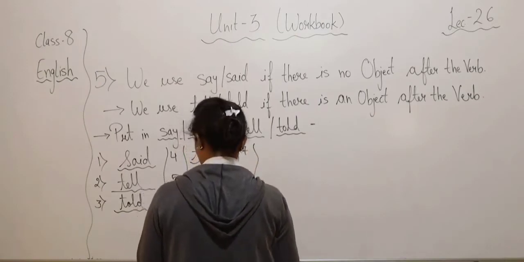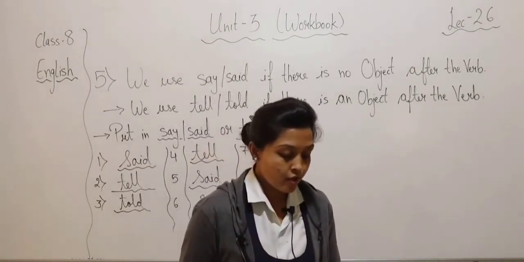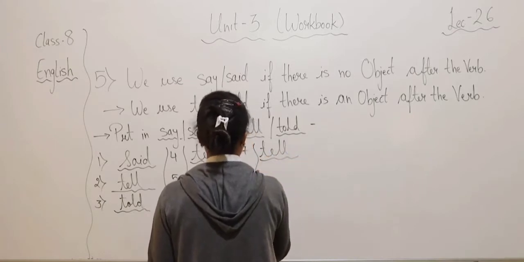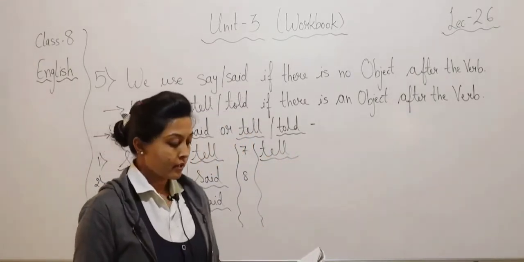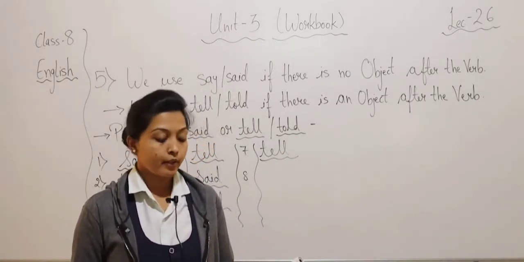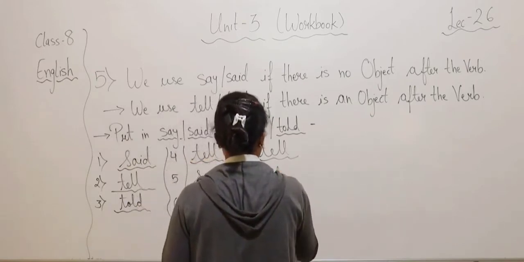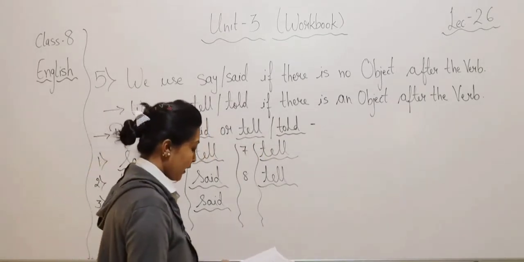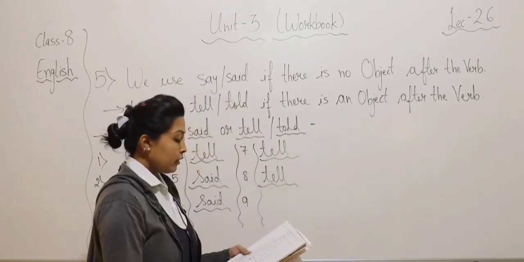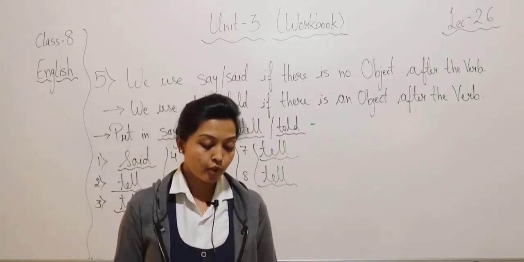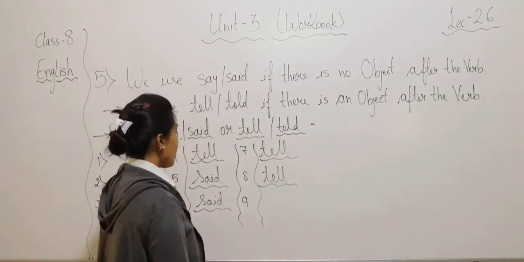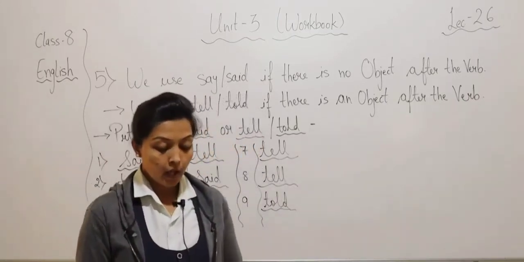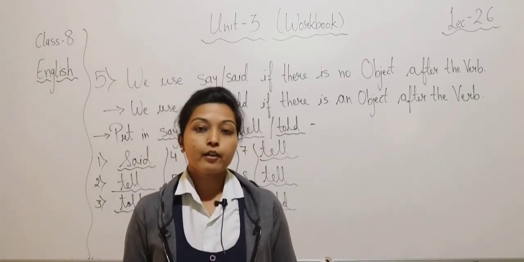Then 7, did Mona tell she would be late? Then 8, please don't tell Dad what happened. Then 9, Mother told us that she was going to the market. Clear?